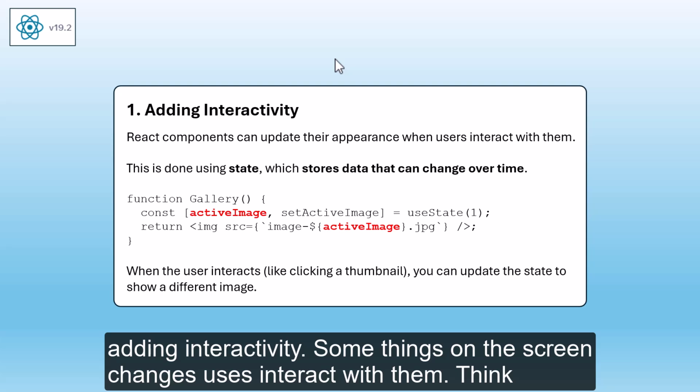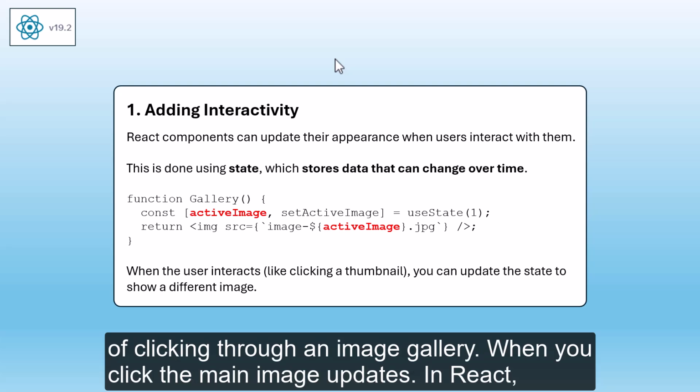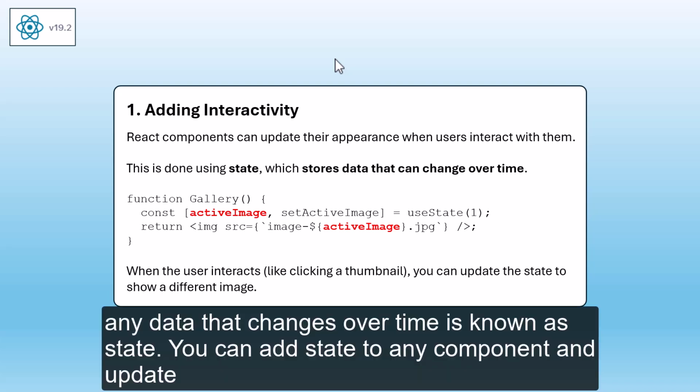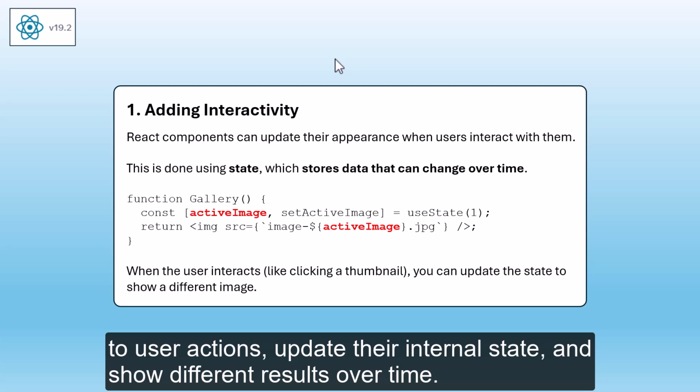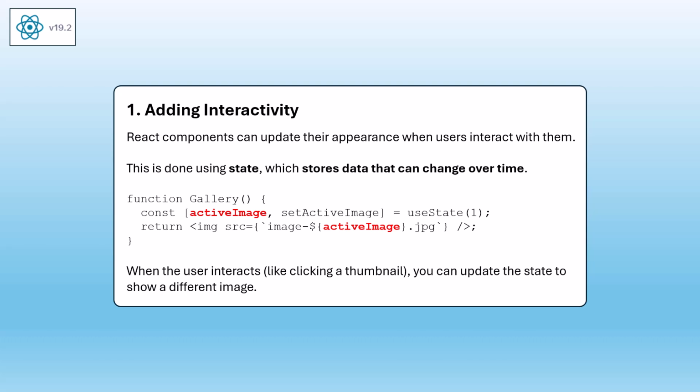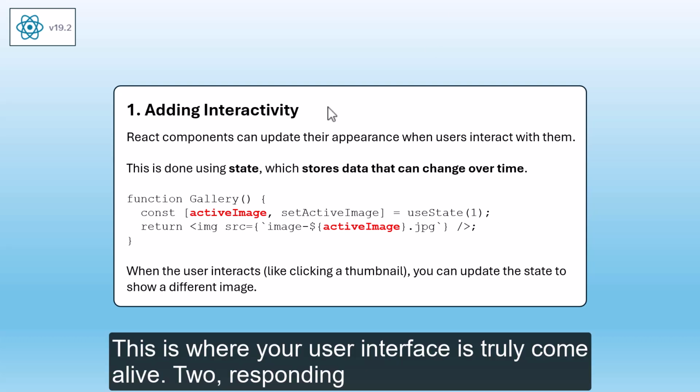1. Adding interactivity. Some things on the screen change as users interact with them. Think of clicking through an image gallery. When you click, the main image updates. In React, any data that changes over time is known as state. You can add state to any component and update it whenever something happens. In this lesson, we'll explore how to make components respond to user actions, update their internal state, and show different results over time. This is where your user interfaces truly come alive.